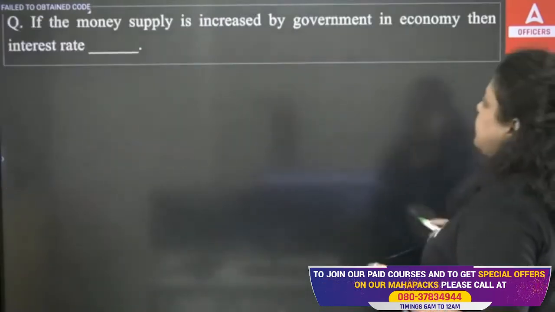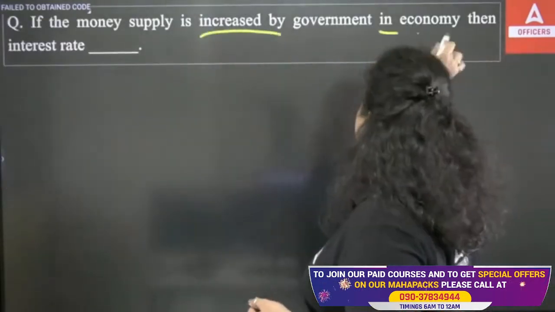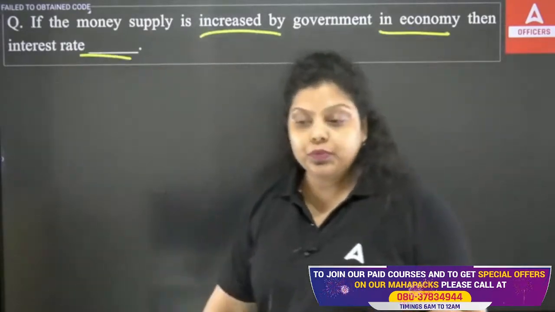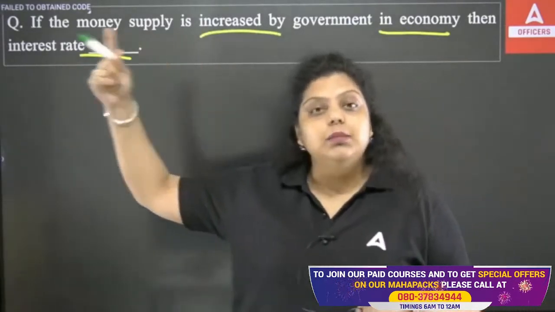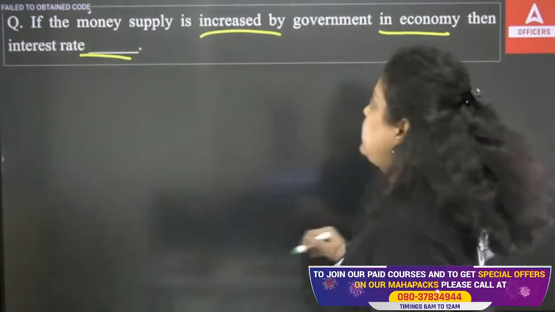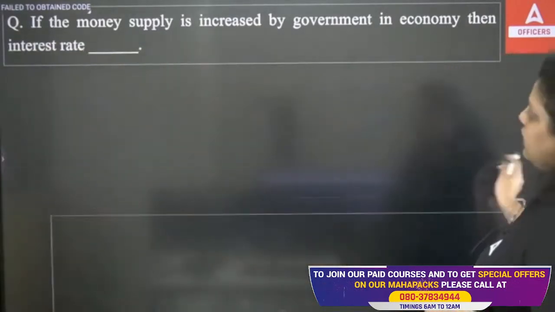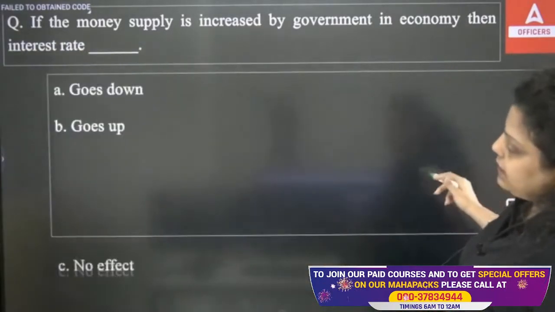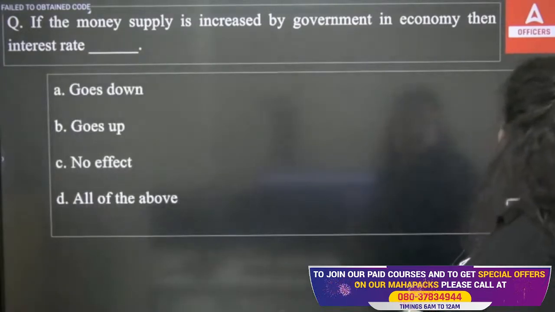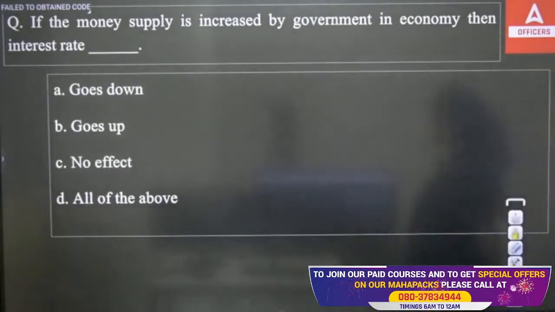Now, if the money supply is increased by the government in the economy, then the interest rate dash. If the government of India is increasing the money supply in the economy, then the interest rate will be what? It will go down, it will go up, it will not be affected, or all of the above. So, the government of India has done what? Increased the money supply.